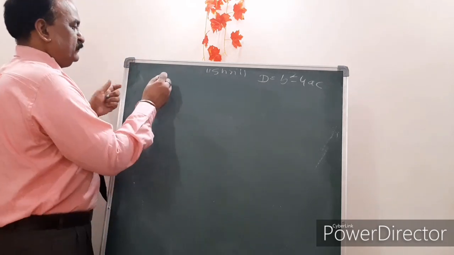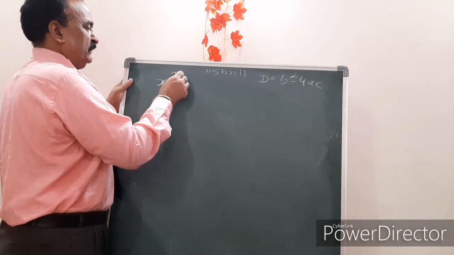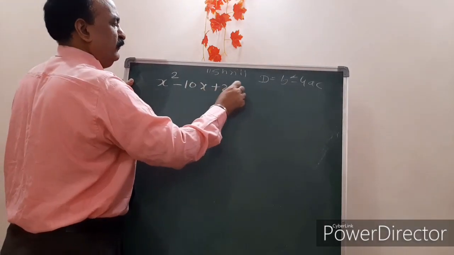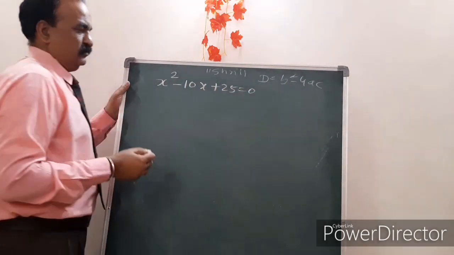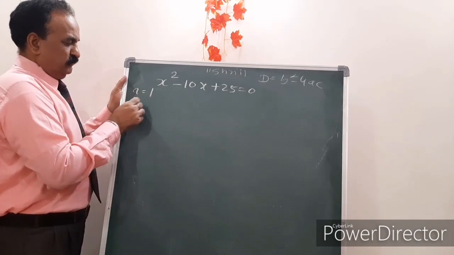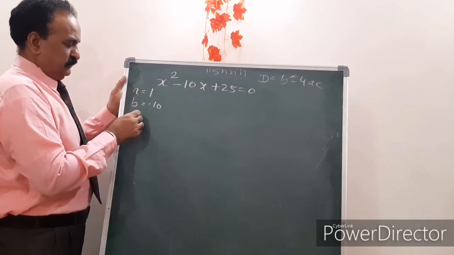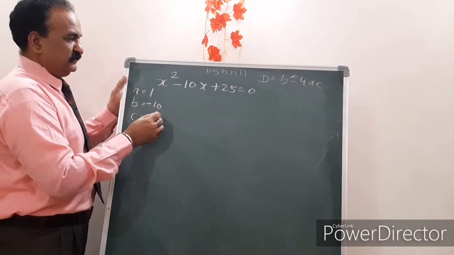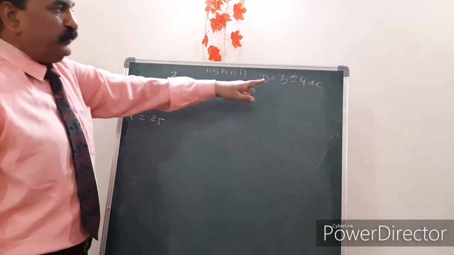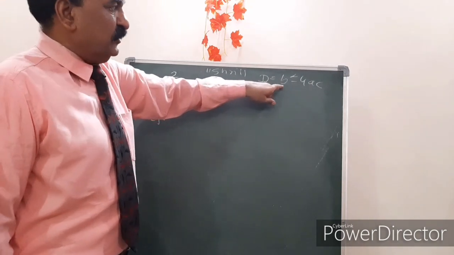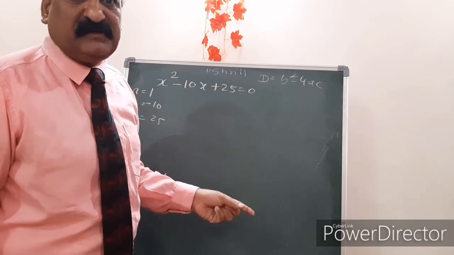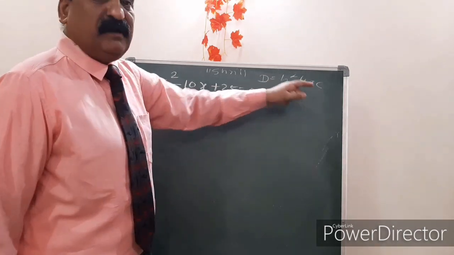Now I am taking this question. x square minus 10x plus 25 equal to 0. Now see, a is 1, b is minus 10 and c is equal to 25. Now first you will find D. How to find D? D is equal to b square minus 4ac. Formula I have already given in my previous lecture.